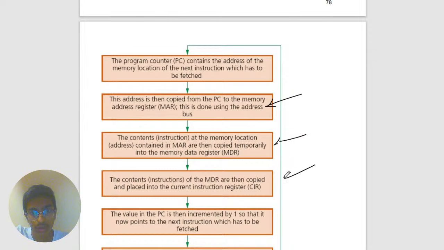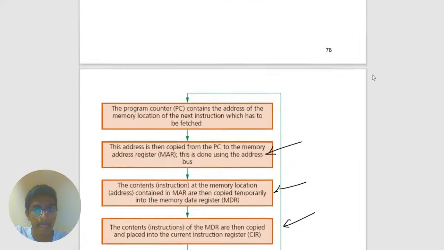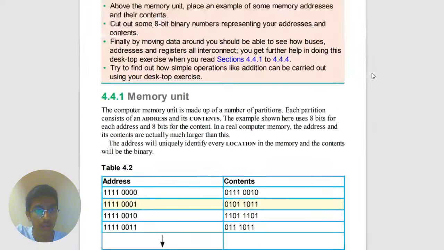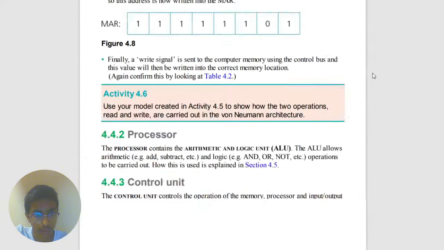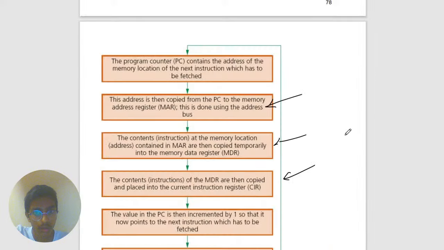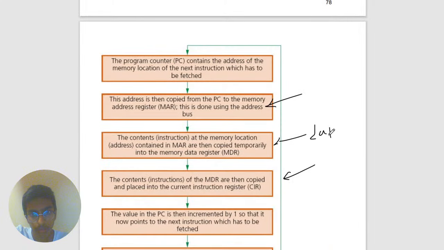So we have the address bus, then we have the data bus. I'll just write that up, data bus. And then we have the control bus. These are the buses that are used to convey the data. So the first one is the address bus, the second one is the data bus, the third one is the control bus.